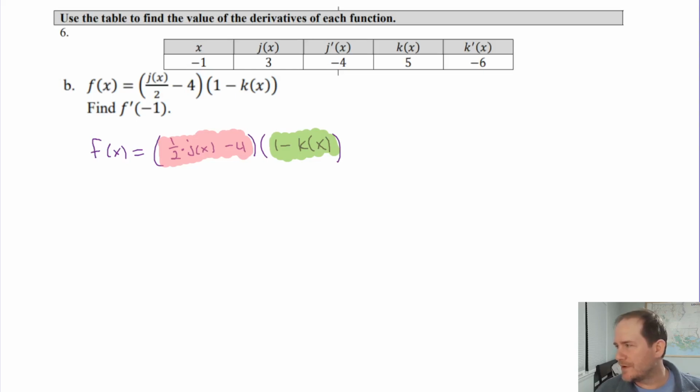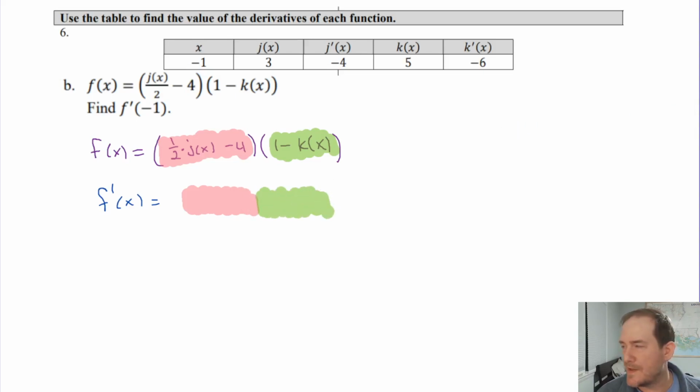But we should still know that f prime is still just going to be the derivative of the pink times the green, and then the normal pink times the derivative of the green. We're just following the same pattern.